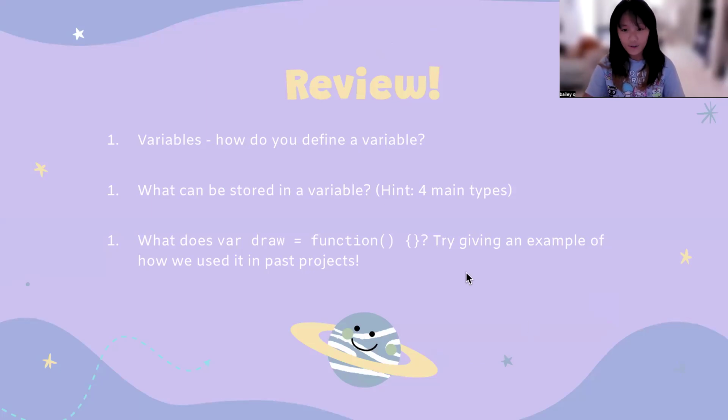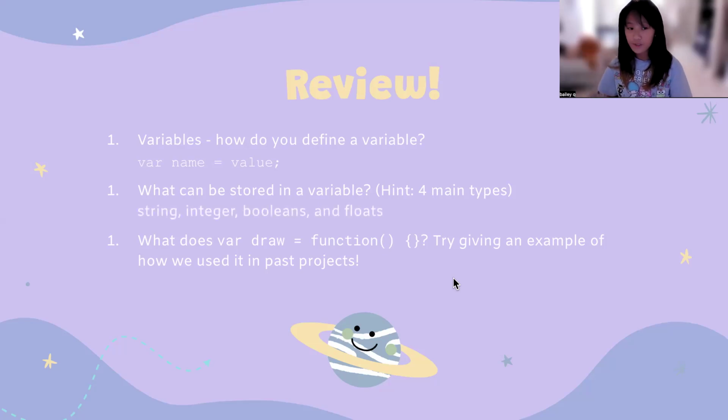All right, so for our first question, we can define a variable by doing var name equals value, or var blank equals value. You set a variable name, and you can call on it later once it has been defined. You set it to a value, so any of the data types, and then you end it with a semicolon. Second question, what can be stored in a variable? That is a string, integer, boolean, and floats.